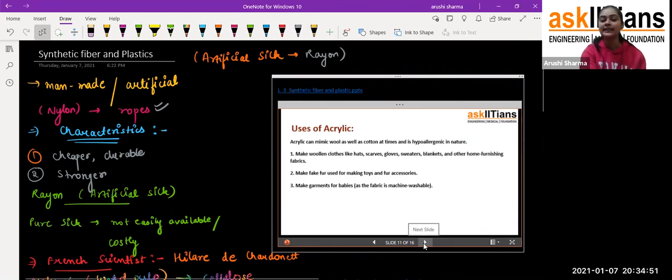Okay, and then if someone asks you whether rayon is a completely synthetic fiber, you will say no, exactly no, because rayon is not a completely synthetic fiber, it is a semi-synthetic fiber. The source for rayon is the cellulose which we get from wood pulp, and that cellulose is transformed into fibers by using machines and some chemicals, and then we get our artificial silk.